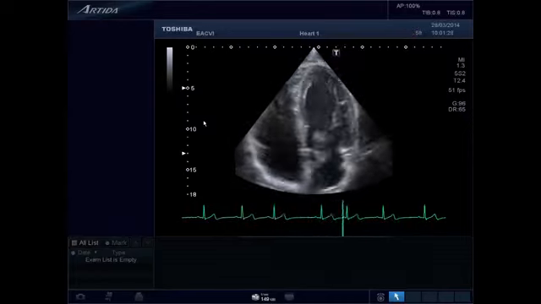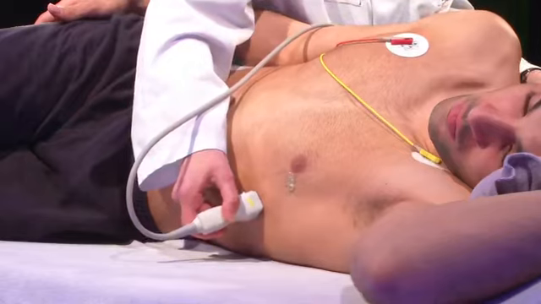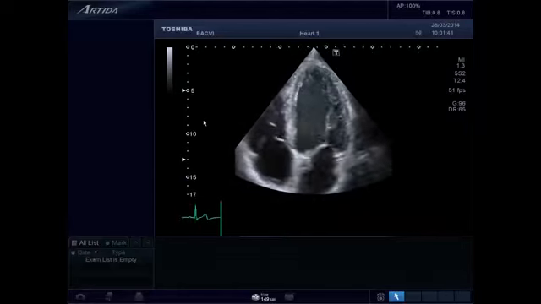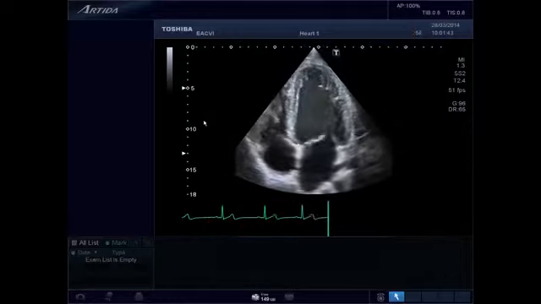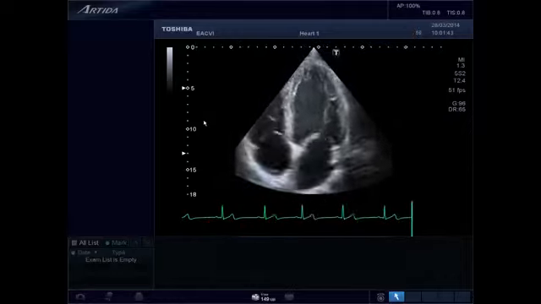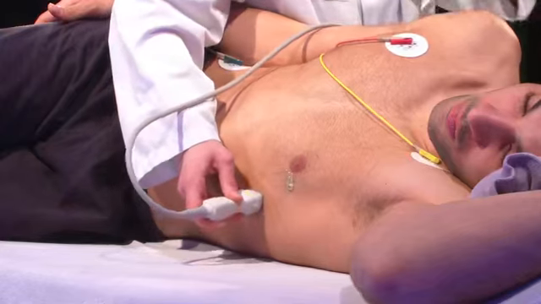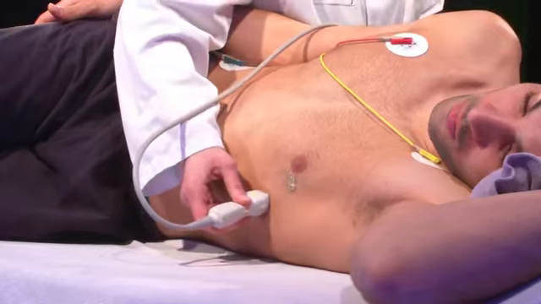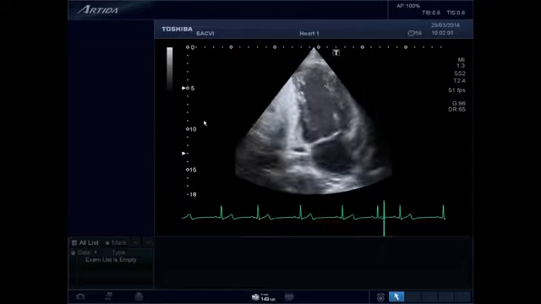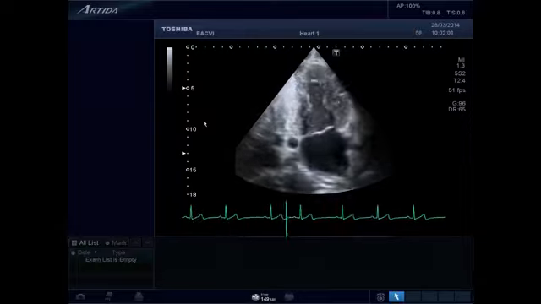So now we will try to obtain an apical two-chamber view. So in order to do that, I will try to have a standard four-chamber view and then to turn my transducer with the marker in the direction of the shoulder of the patient, and I will move just a little bit in order to obtain the standard apical two-chamber view.